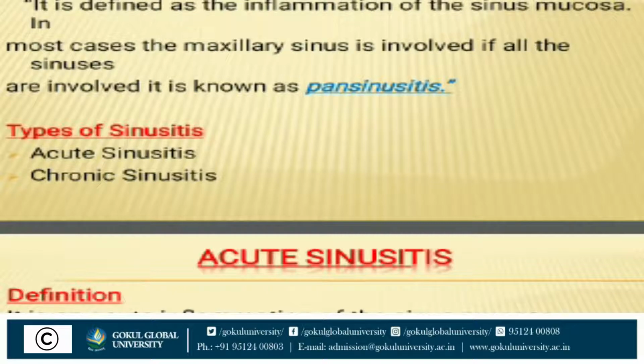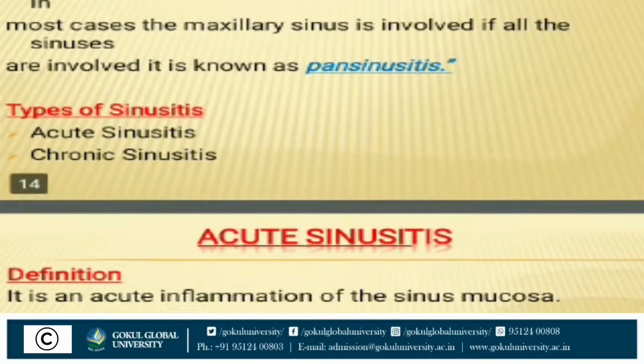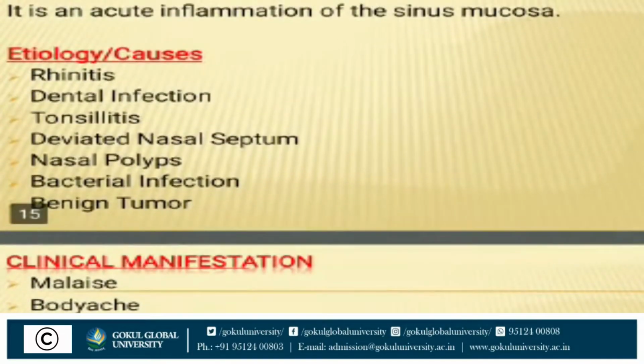So it is defined as inflammation of the sinus mucosa. In most cases, the maxillary sinus is involved in all types of sinus infections, and it is known as pansinusitis. And here, two types are present: acute sinusitis and chronic sinusitis. Acute means for a short duration, and chronic means for a long-term duration. So first we discuss acute sinusitis.